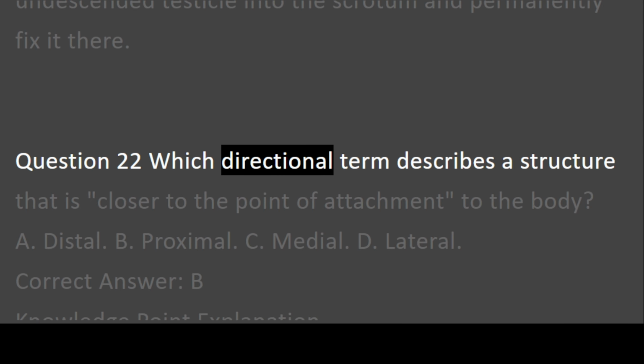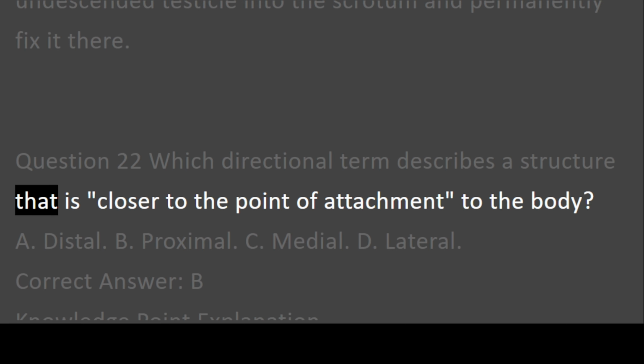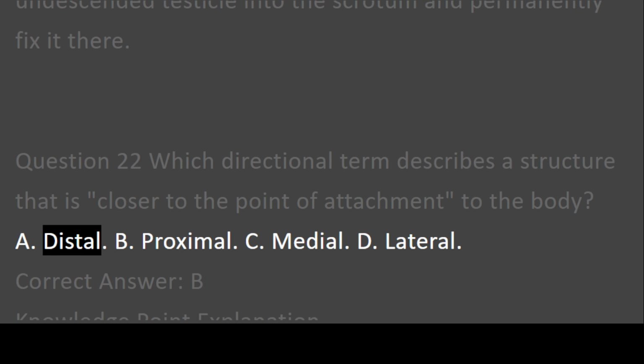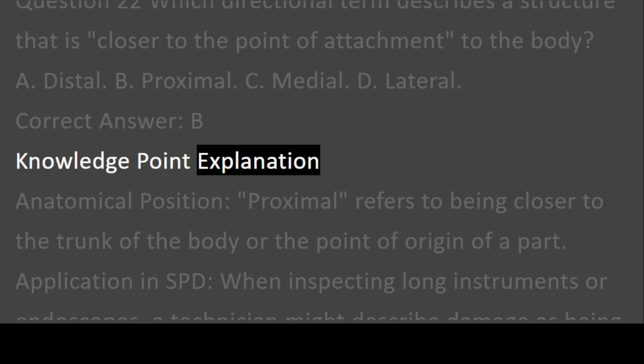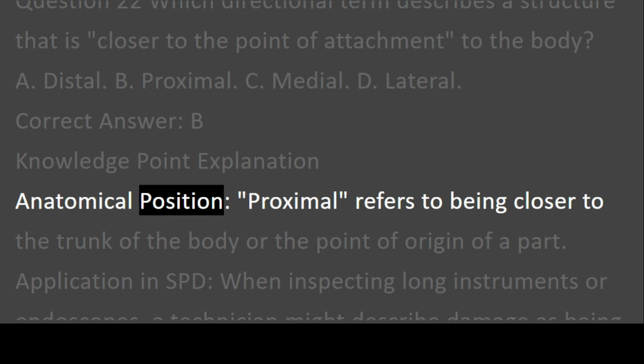Question 22. Which directional term describes a structure that is closer to the point of attachment to the body? A. Distal. B. Proximal. C. Medial. D. Lateral. Correct answer, B. Knowledge point explanation. Anatomical position.